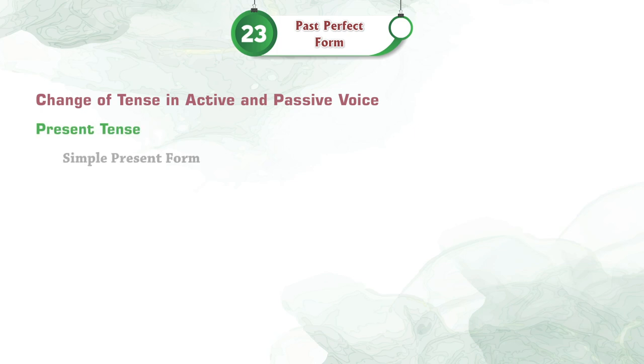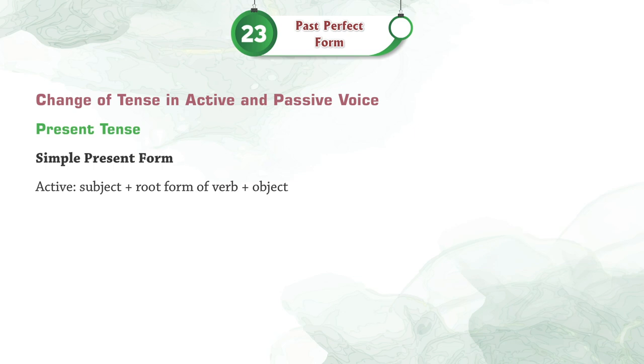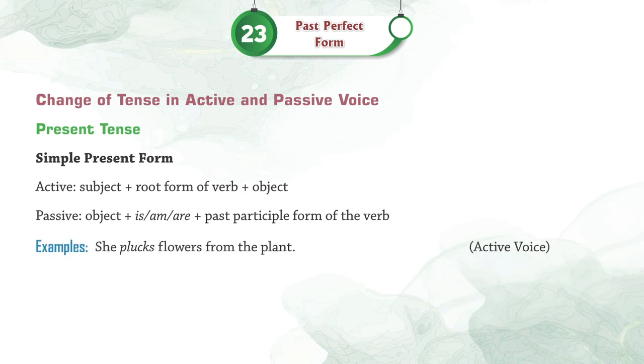Present tense. Simple present form. Active, subject plus root form of the verb plus object. Passive, object plus is, am, are plus past participle form of the verb. Examples: She plucks flowers from the plant. Active voice. Flowers are plucked from the plant by her.